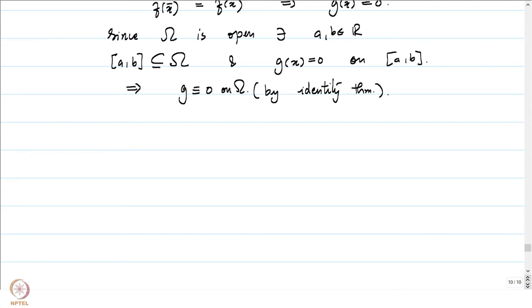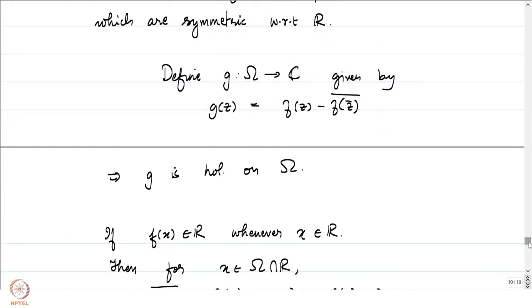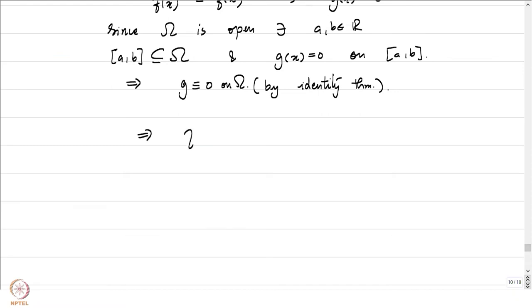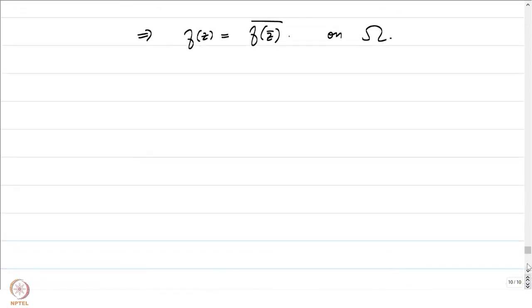On omega, that is the rigidity of the holomorphic functions that we have, isn't it? And this tells us that f of z is equal to f of z bar the whole bar on omega. So, if omega is a symmetric domain and f is a function which preserves the real line, then f satisfies this condition by the identity theorem. We will use this very crucially to talk about an extension theorem now, which will be proved as the Schwarz reflection principle.